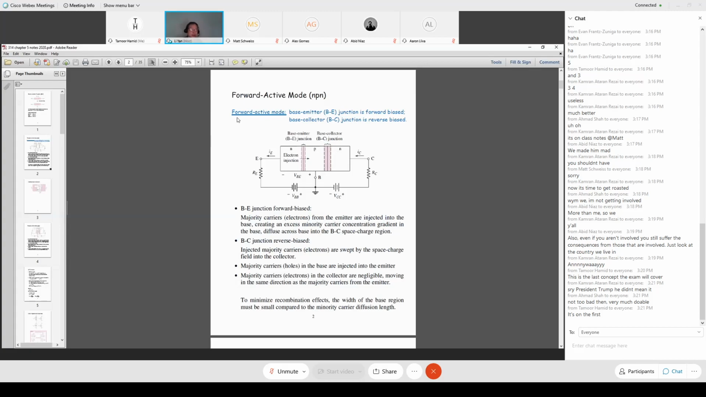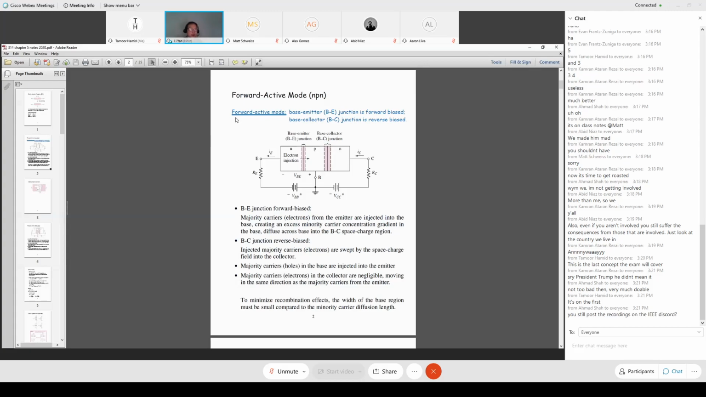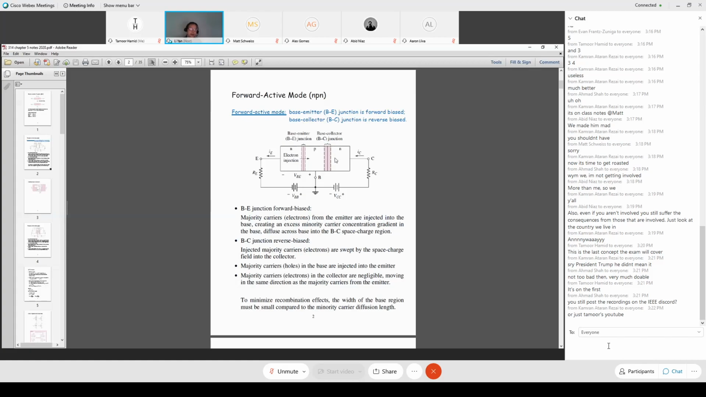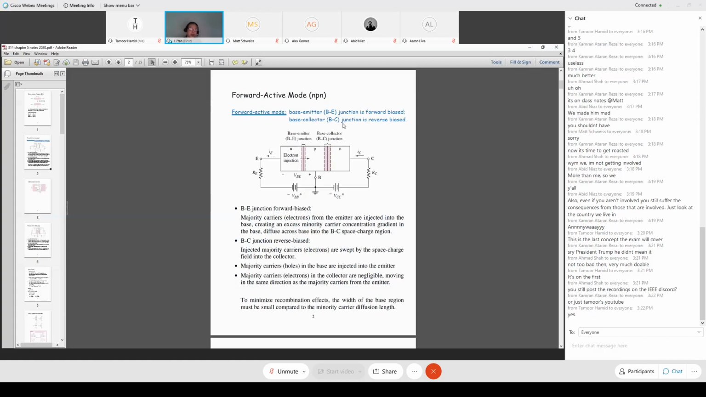The condition to achieve forward active mode is here. I highlighted it in blue, which means important. The PN junction between the base and emitter, the base-emitter junction, is under forward bias. The second PN junction between the base and collector, the BC, base-collector junction, is under reverse bias. Those are the two big conditions to configure the transistor into forward active mode.